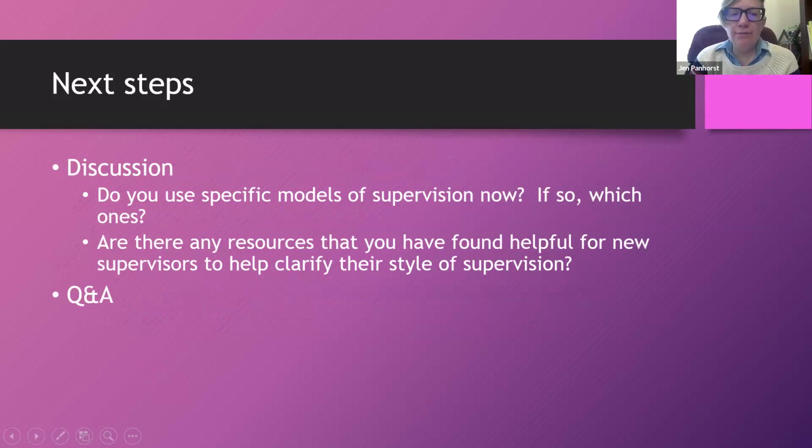So we wanted to have a little discussion in Q&A. Certainly if any of you are using specific models, we would really like to hear from you and have you share with the group, and also any resources around specific models or anything that you think would be helpful for supervisors to clarify their own style of supervision. And then, of course, any other questions you might have. So I'm going to stop my share so we can easily see each other.